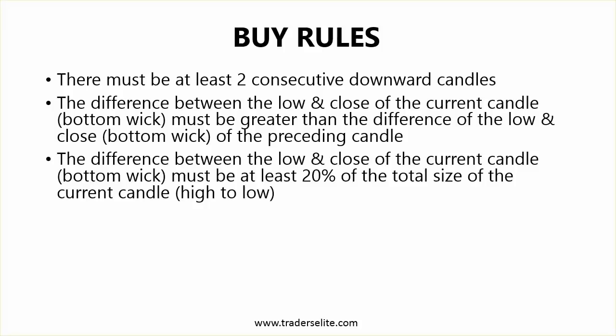And the difference between the low and close of the current candle, which provides that price flip signal, the bottom wick, must be at least 20% of the total size of the current candle from high to low. Now, typically, I'll look for wicks which represent 25% or higher of the total candle size, but 20% is a good guideline for a minimum of what you're looking for.